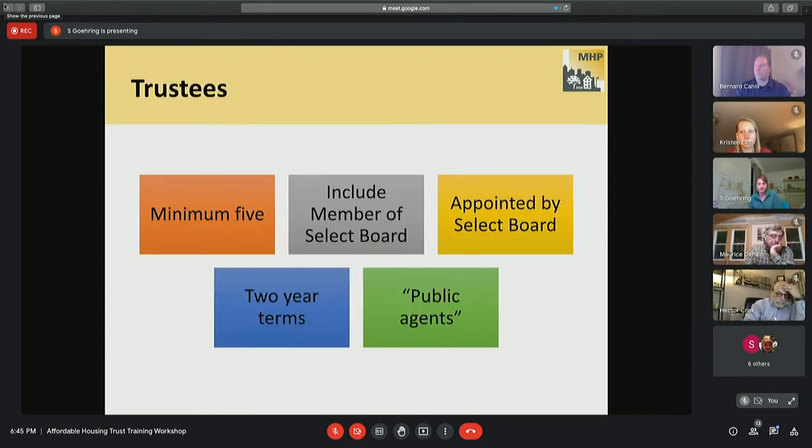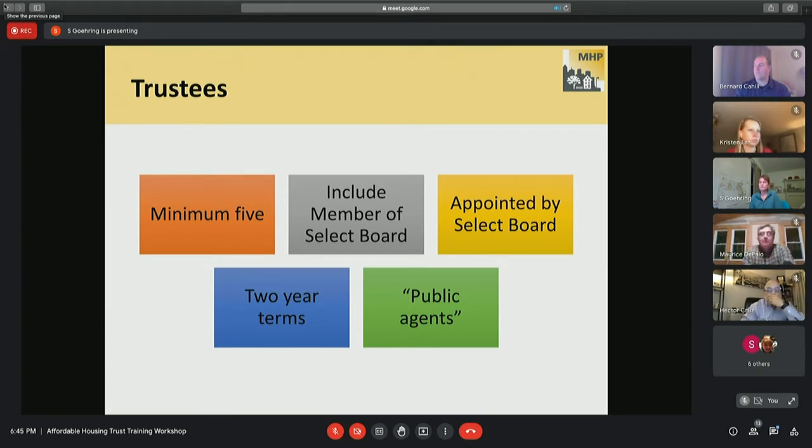So the statute says a minimum of 5 members, that a select board member must be a part of that team at all times. The board is appointed by your select board for 2-year terms, and then you are considered public agents or special municipal employees, similar to your other boards.